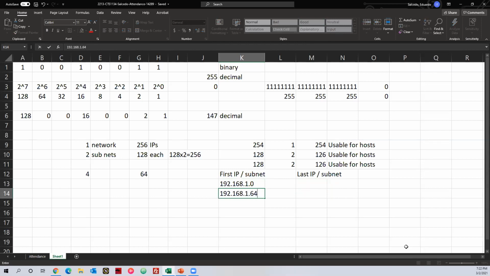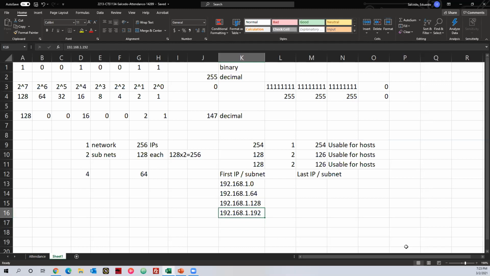Why is it 64? Because the 256 is divided into 4. Yes, you're making 4 subnets. So what is the third one? 128. And the fourth one? Am I right? Is it 192?